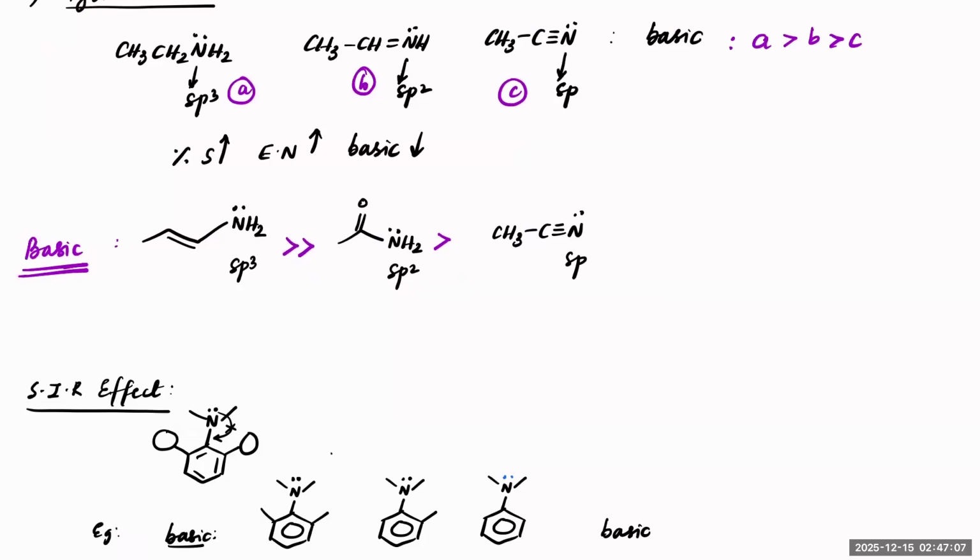The influence of hybridization is very high. So lower the s character, more is the basic character. And if you check with respect to percentage S character, you can see more percentage S character, less is the basic character.